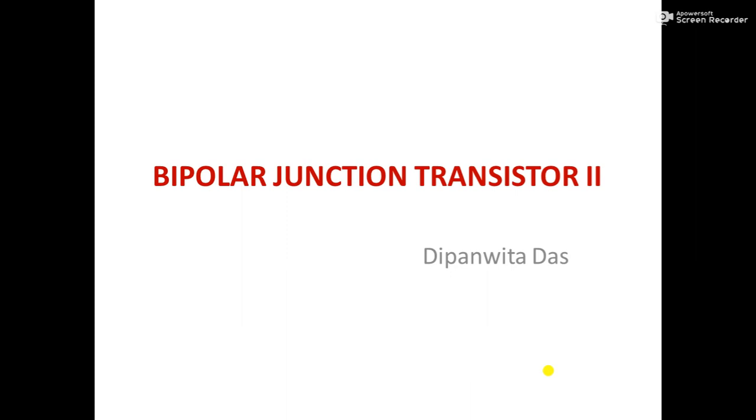This is the second part of bipolar junction transistor. In the first lecture, I gave you a circuit and asked you to verify if it is working in the active region or not. So today I will continue from that circuit, the circuit that I was given.